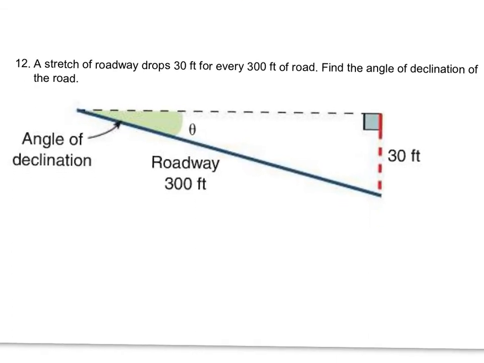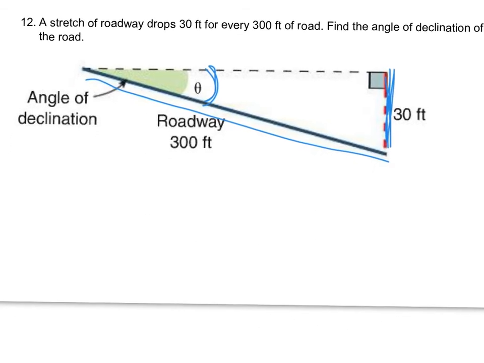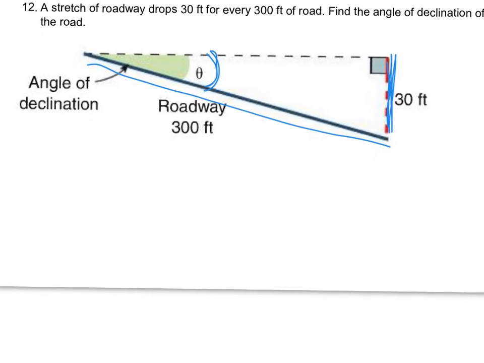Okay, a stretch of road drops 30 feet for every 300 feet of road. So that means you'll have a decrease in height for every 300 feet of roadway. The question is, what's the angle of declination? So basically, what angle is this decreasing at? So we are looking for the angle, and they have given me the side opposite of the angle, and they've given me the hypotenuse. So opposite and hypotenuse relate with sine.